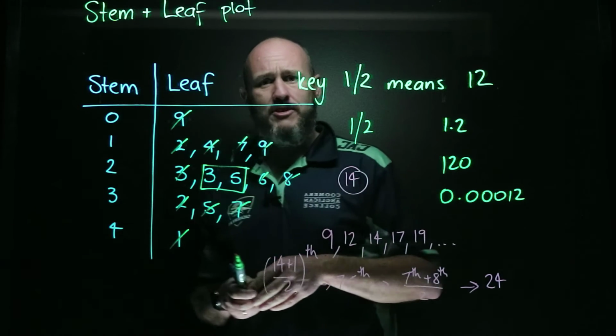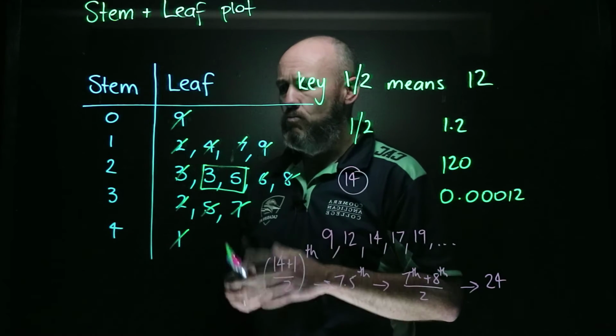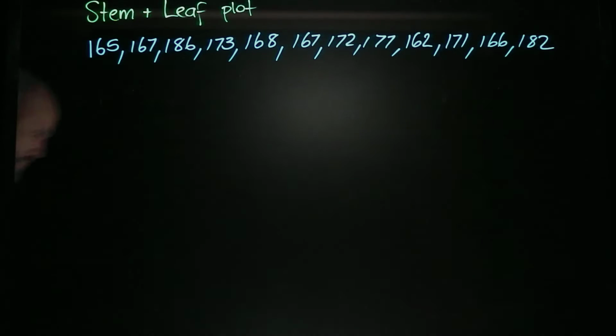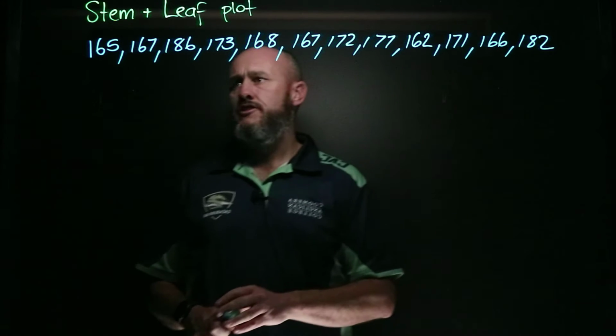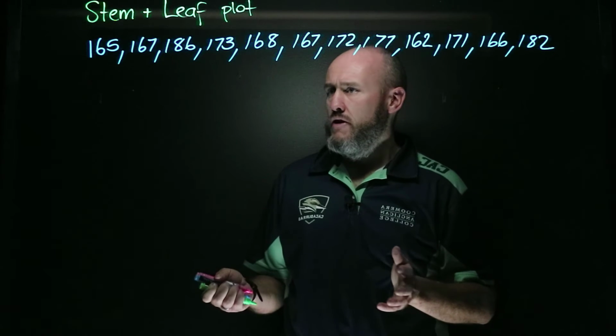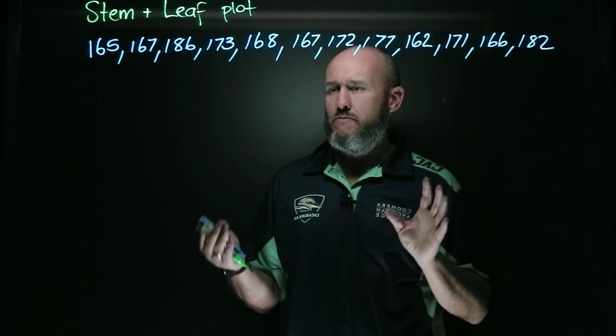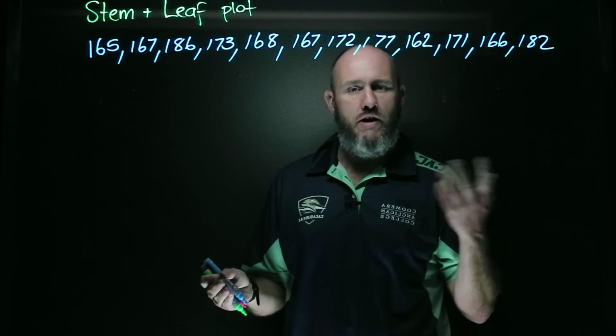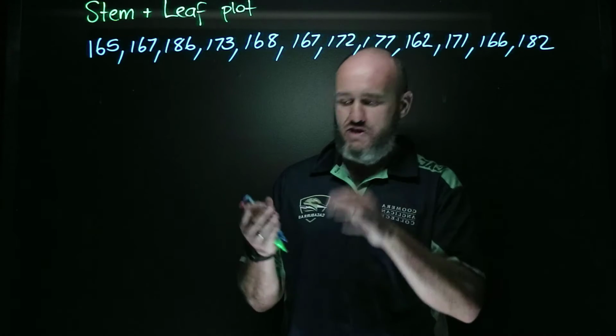So let's do another couple of examples now. The first one, where we sketch that stem and leaf plot. Okay, so we're going to sketch this stem and leaf plot that is to do with the heights of a group of students. Now, we can expect this data to be reasonably consistent. We might have an outlier on the low end, we might have an outlier on the top end, but we should get that nice center.